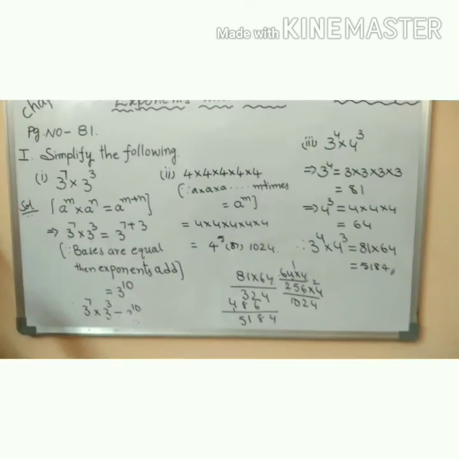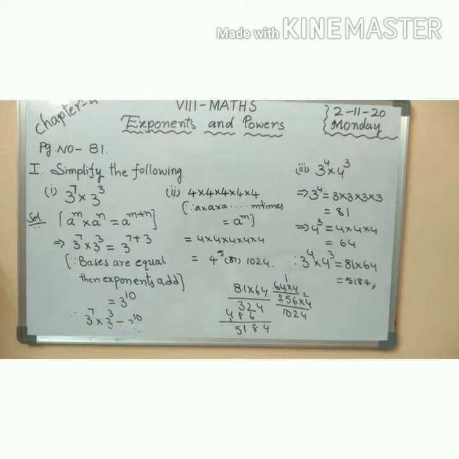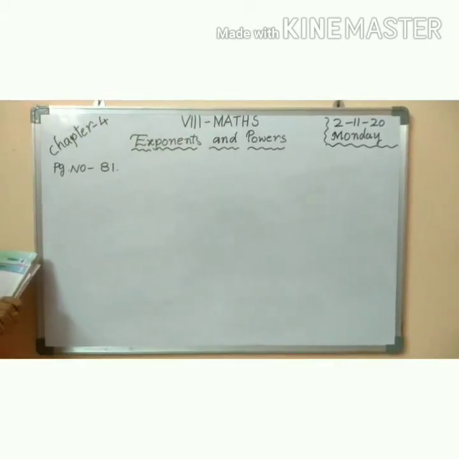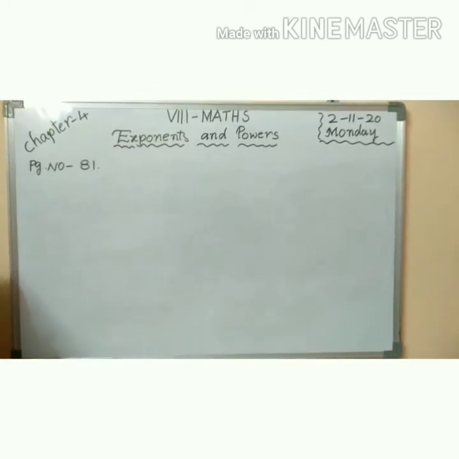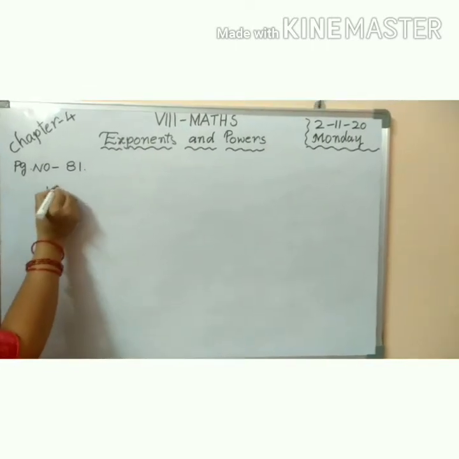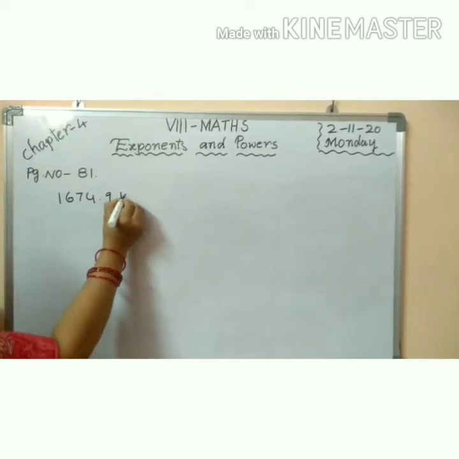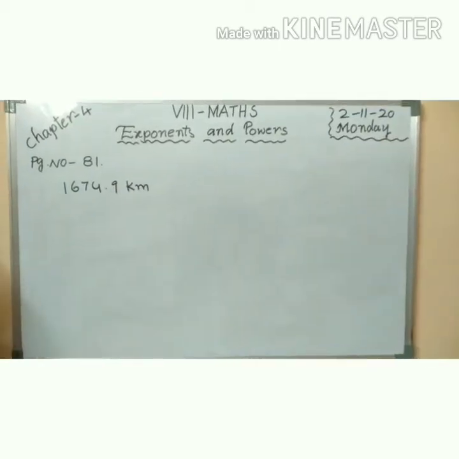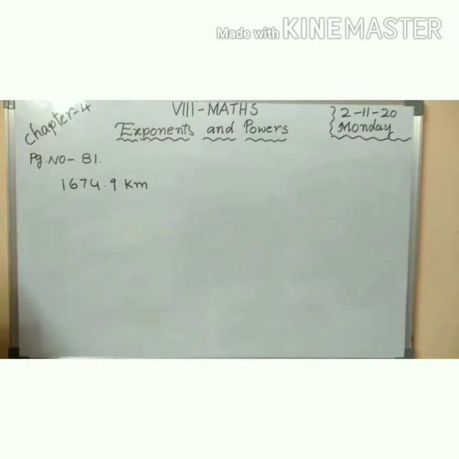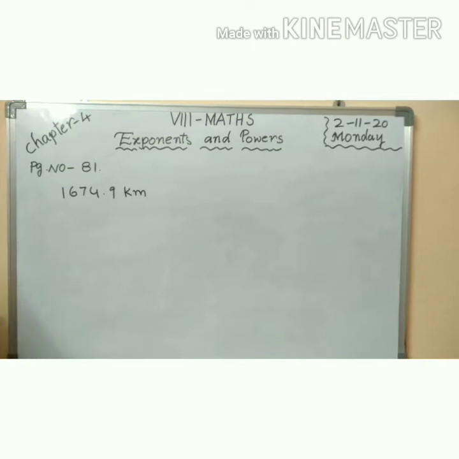Next, the second problem. On page 81, the first Roman is completed. In the second Roman, the problem is: the distance between Hyderabad and Delhi is 1674.9 kilometers by rail. How would you express this in centimeters, and also express it in scientific form?